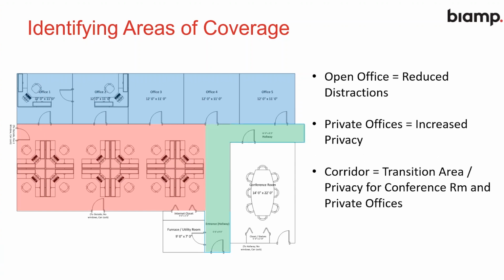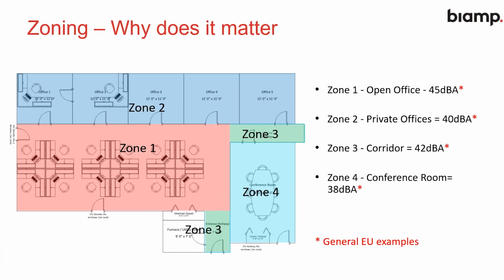We also look at a corridor or transition area where there will be a way through. So we'll be looking potentially for privacy from the conference room and the private offices also. And occasionally we might look to cover the conference room as well. The reason being is that the conference room might be distracted by people walking and talking in the corridor. So when we consider these areas, these areas become the zones which we form in our system.